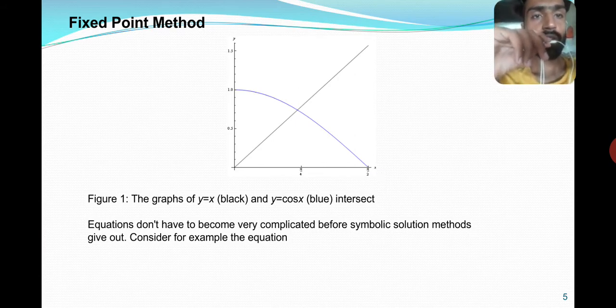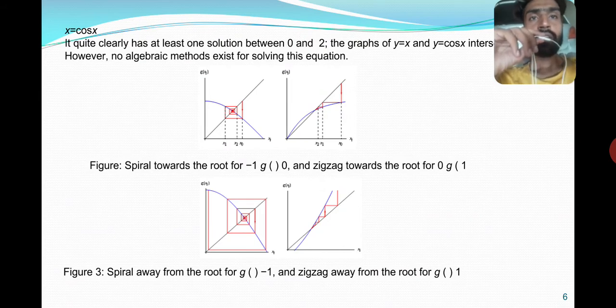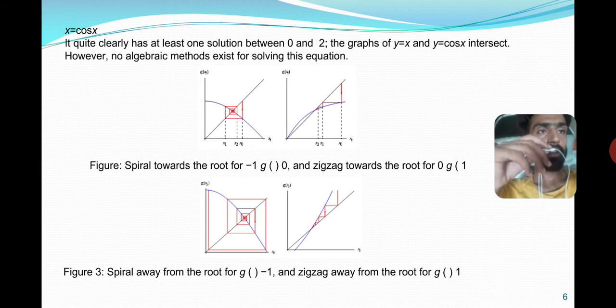Number 1, the graph of y equals x in black, and y equals cos x in blue. Equations don't have to become very complicated before a simple solution method is needed. Consider, for example, the equation x equals cos x. It quite clearly has at least one solution between 0 and 2. The graphs of y equals x and y equals cos x intersect.